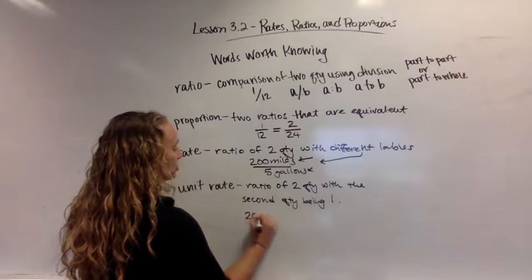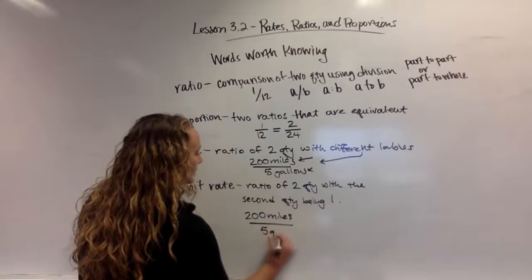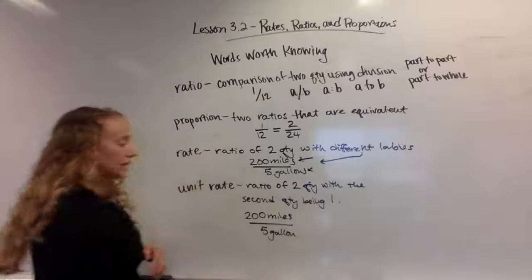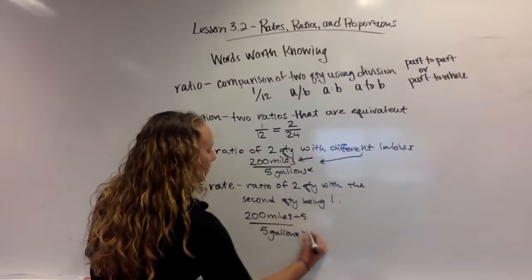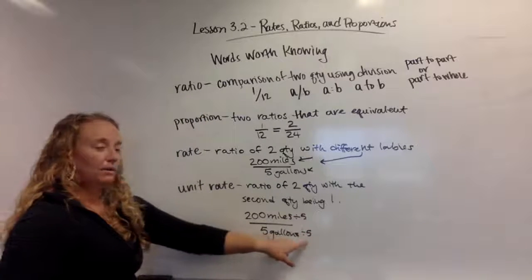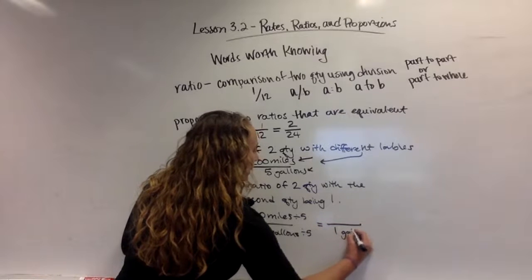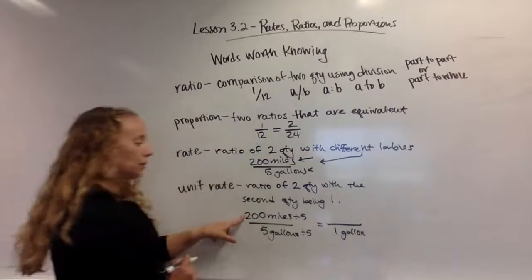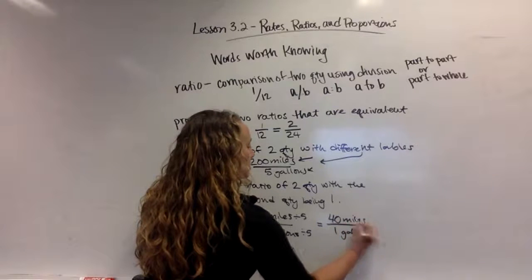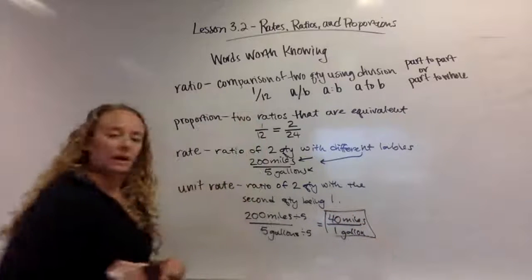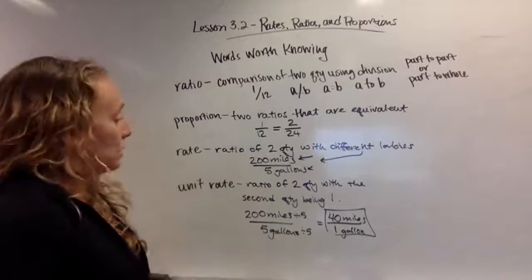If he goes 200 miles to 5 gallons, and I wanted to get this into its actual unit rate, I would divide the top and the bottom by 5, because I want 5 divided by 5 to equal 1, right? So I get 1 gallon, and 200 miles divided by 5 gets me 40 miles. So his Prius gets 40 miles per gallon, which is ideal, right? Or if not more, that would be sweet.